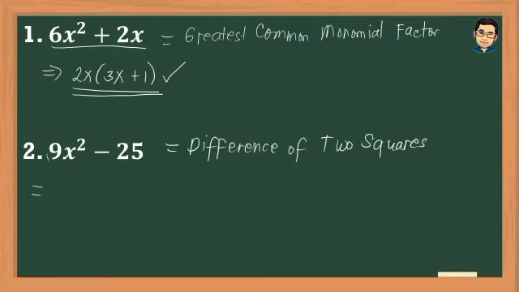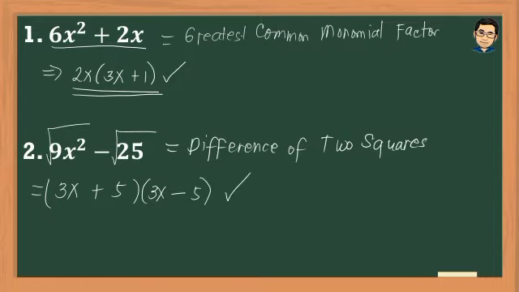So, the square root of 9x squared minus the square root of 25. I-square root kasi natin, i-extract natin yung square root. So, the square root of 9x squared is 3x. So, kapag difference of two squares ang ating pinag-uusapan, pareho yung terms, magkaiba lang po ng sign. Next, square root of 25 is 5. So, 3x plus 5 yung isa. Yung isa naman po is 3x minus 5.